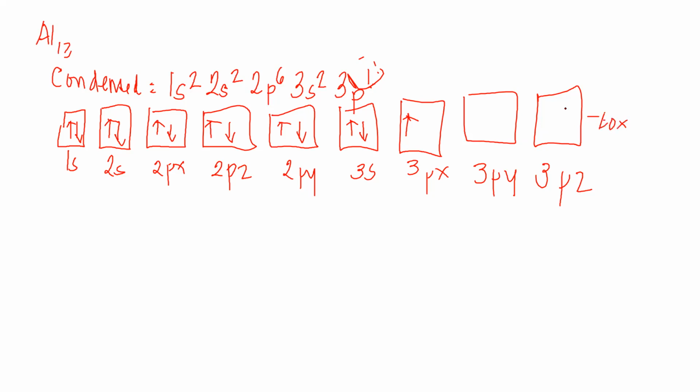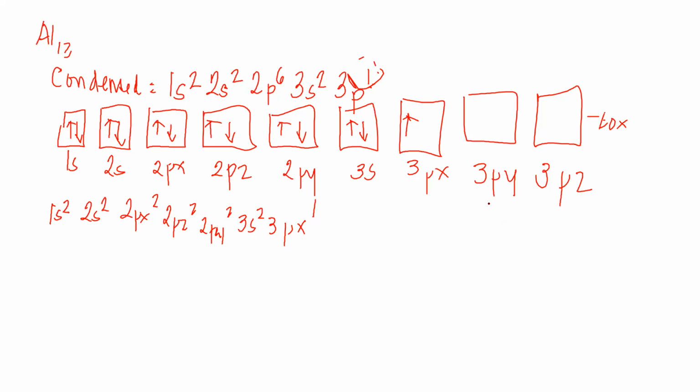How about the expanded one? So we have 1s2, 2s2, 2px2, 2pz2, 2py2, 3s2, 3px1, and that is the end.